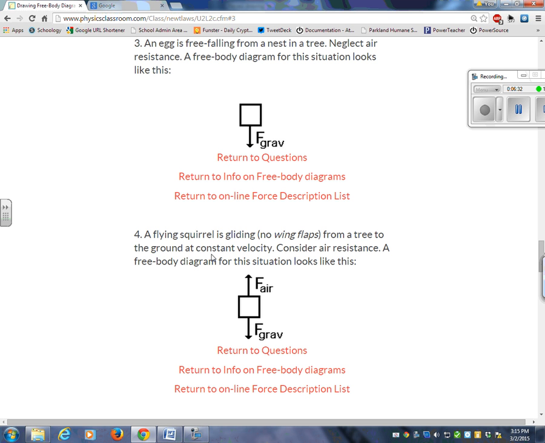This time we have a flying squirrel gliding, with no wing flap, from a tree to the ground at a constant velocity. That's a key word there, because what does it mean? It means the acceleration is zero, which means the forces are equal or balanced, and that's what they have here. They have air resistance balanced by gravity. Again, this is a review from grade 11.